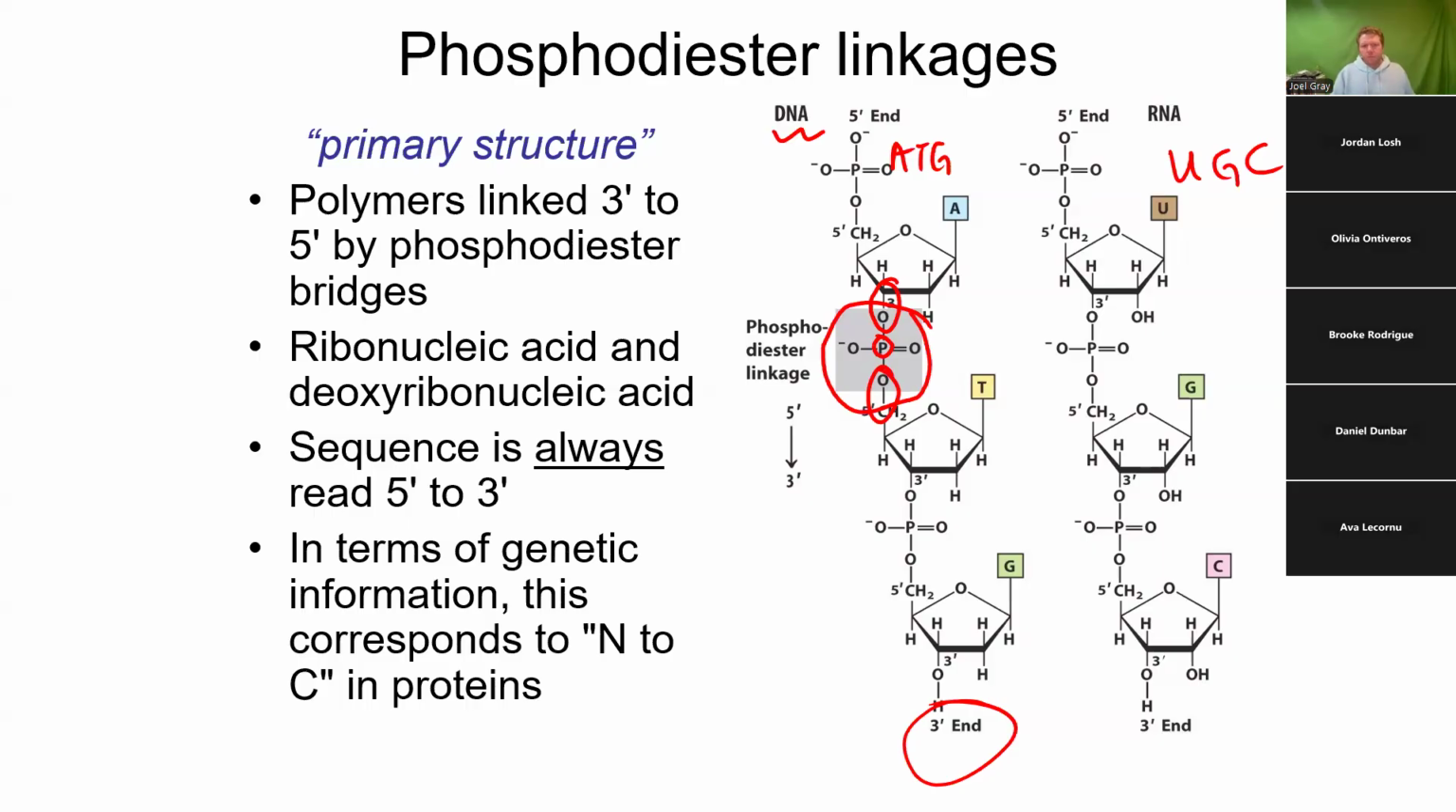In terms of genetic information, this corresponds to or translates to N termini to C termini that we see in proteins. So if you're thinking about, okay, well, I need to remember directionality of proteins, N to C. That's how we always read it. The primary structure tells us the N terminal amino acid all the way to the C terminal amino acid. DNA tells us 5' end to 3' end. That's all she wrote.